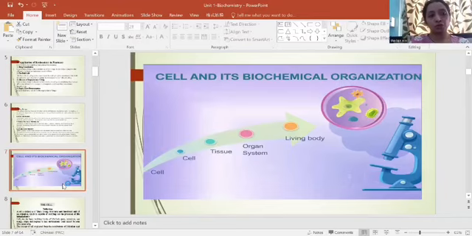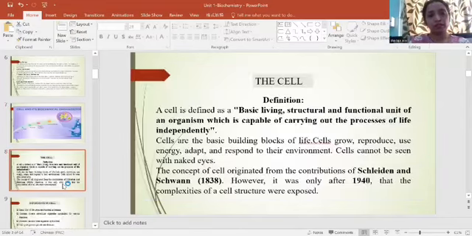Now we go to the next topic, a cell and its biochemical organization. You already know that the cell is the basic unit of your body and cells eventually form a living body. So what is a cell? A cell is defined as the basic living structural and functional unit of an organism which is capable of carrying out the processes of life independently.